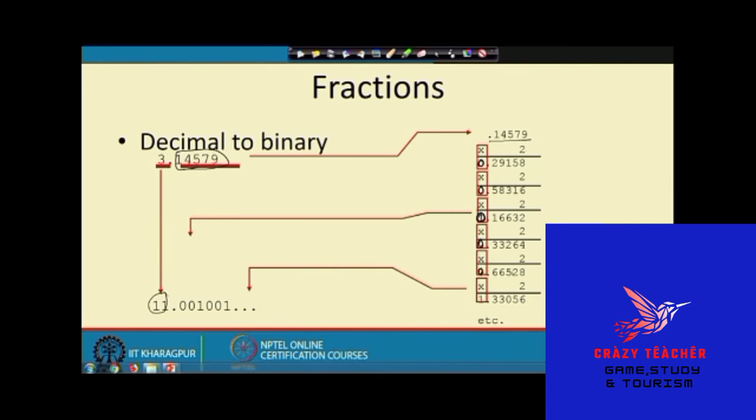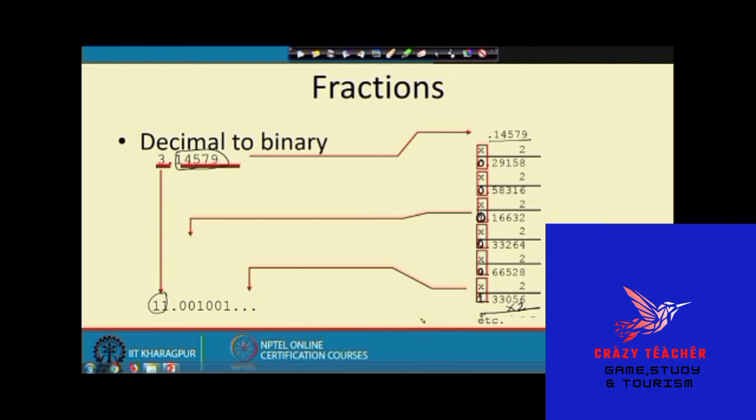Whenever we are converting binary to decimal, the same thing has to be done. For this 1011 part, what is the weight? If you write it down, the weights are: this weight is 0, then -1, -2, -3 and -4, and this weight is 1.